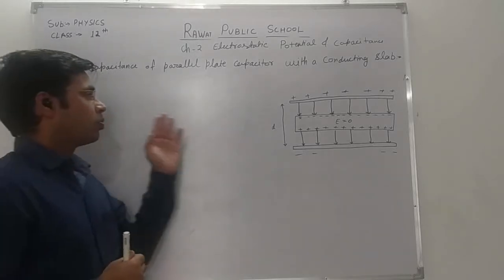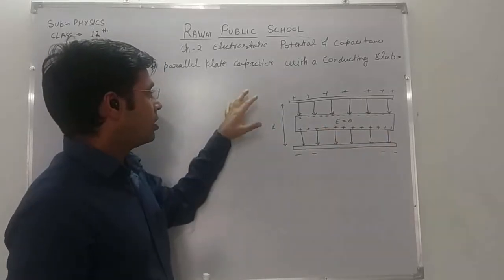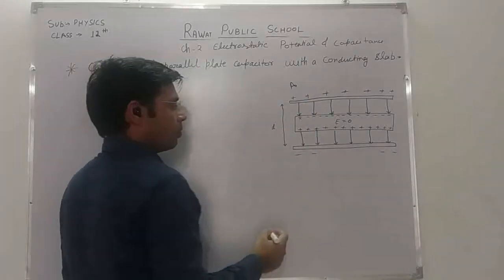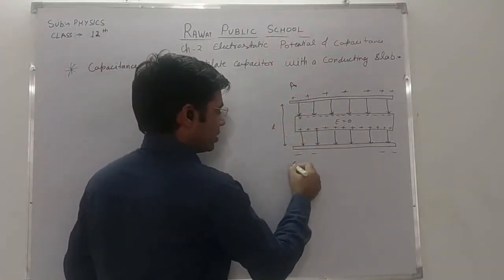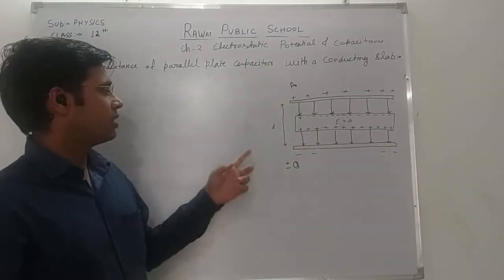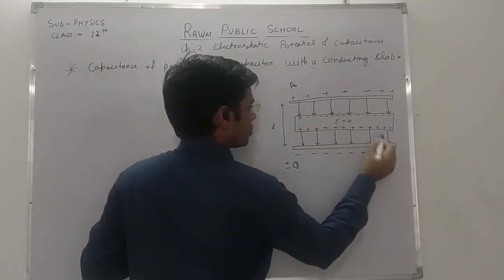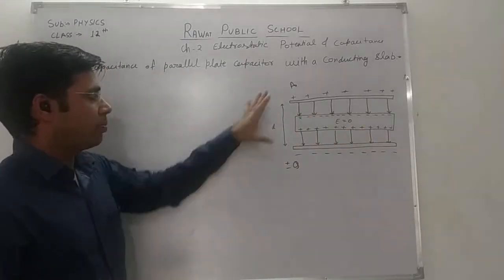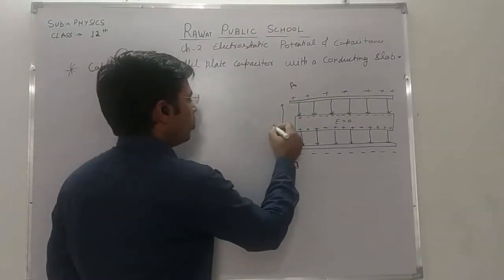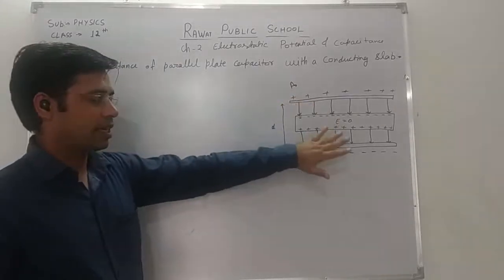Now consider a parallel plate capacitor. The area of these plates is A and the charge on these plates is plus minus Q. One plate has plus charge and the second plate has minus charge. The separation between these two plates is small d. Now we have inserted a conducting slab inside the plates of this capacitor.